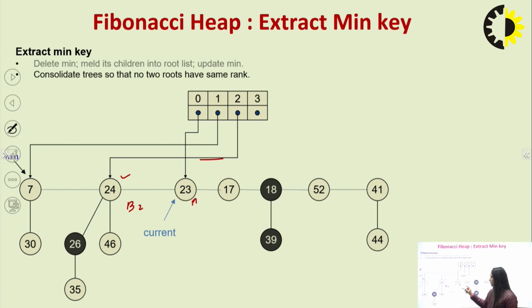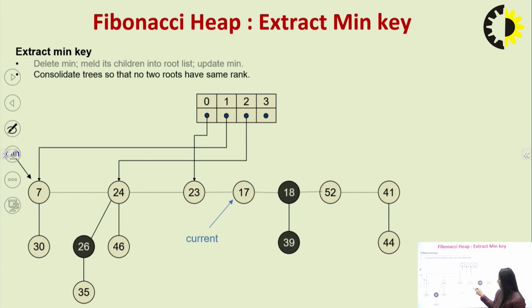Now I am at this position, 23. Fine, 23 is my current location. The order of this node is 0, so I make a pointer from 0 to this node. Again, if I go here, I already have a pointer to this node, but now my current position is 17. Its degree is B0, meaning the same. So how do I resolve this, because I cannot make another pointer like this?